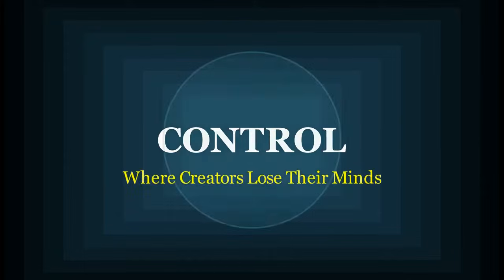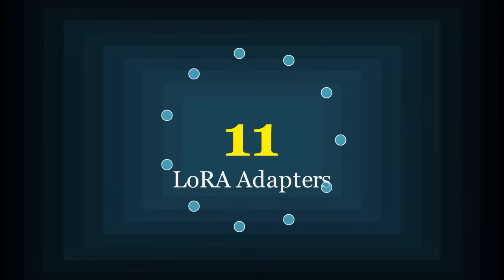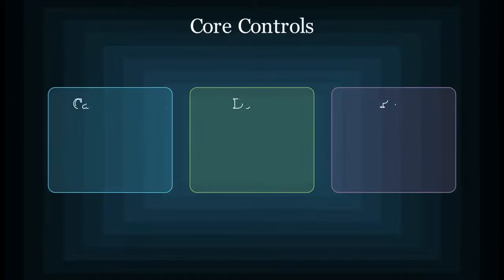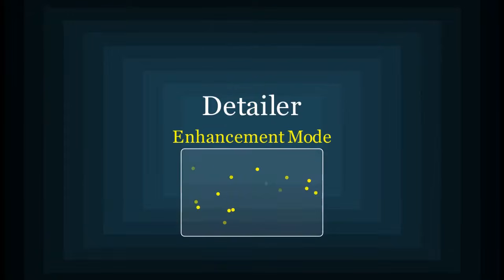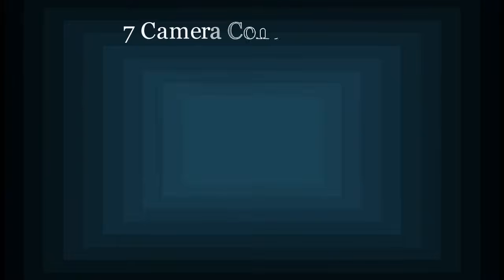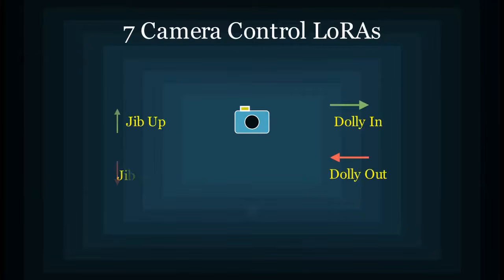Now let us talk about control because this is where creators will lose their minds. They released 11 different LoRa adapters. Canny edge control, depth control, pose control, a detailer for enhancement, and 7 camera control LoRAs for dolly movements, jib shots, and static framing. Cinematographer level control.